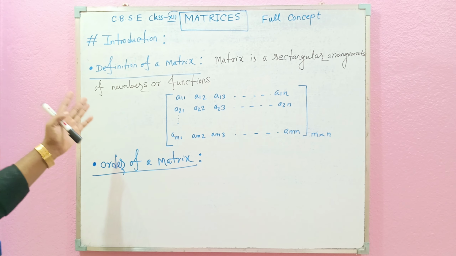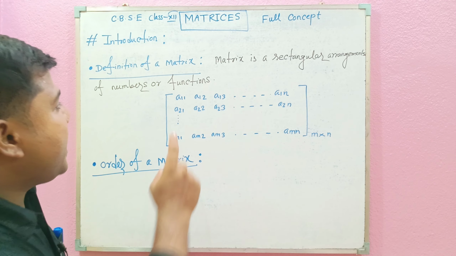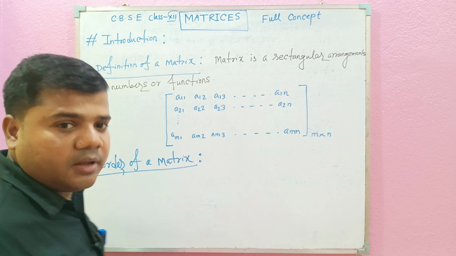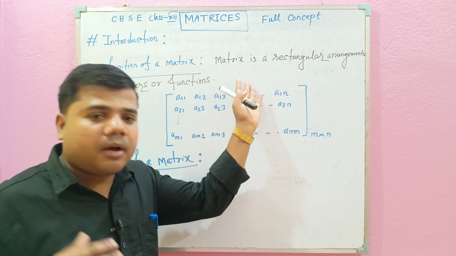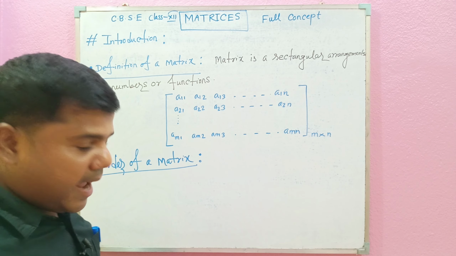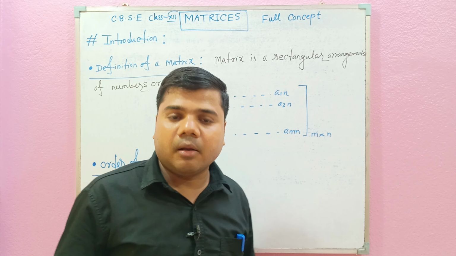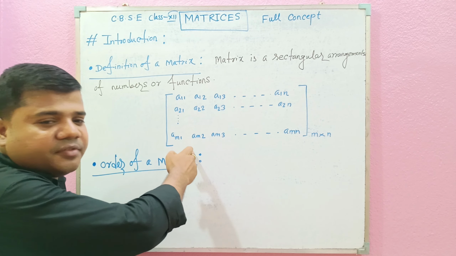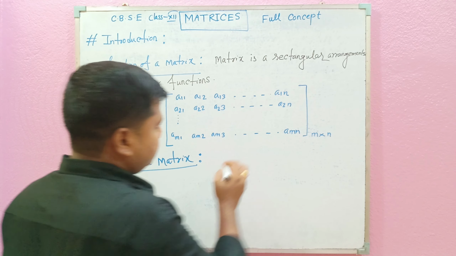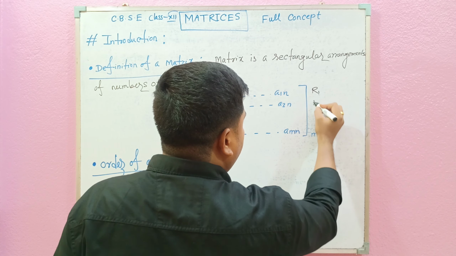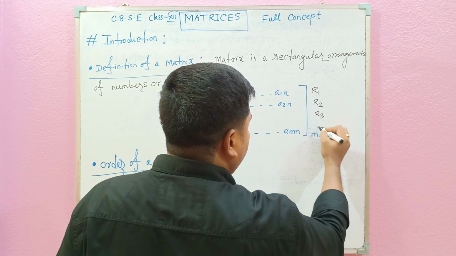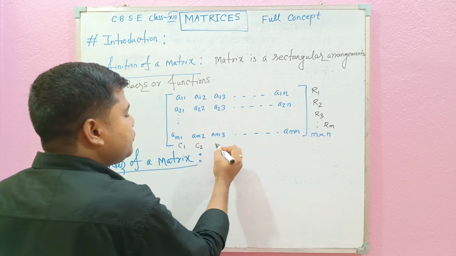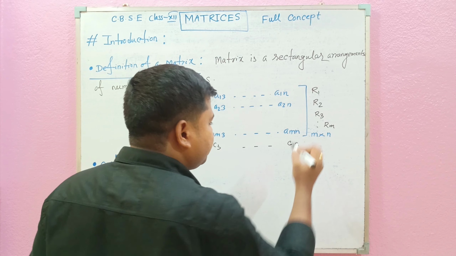First of all, we discuss the definition of a matrix. A matrix is a rectangular arrangement of numbers or functions. That is, functions or numbers are arranged in rows or columns. The horizontal elements are called rows and the vertical elements are called columns. So, this is R1, R2, R3, Rn, and this is C1, C2, C3, Cn.